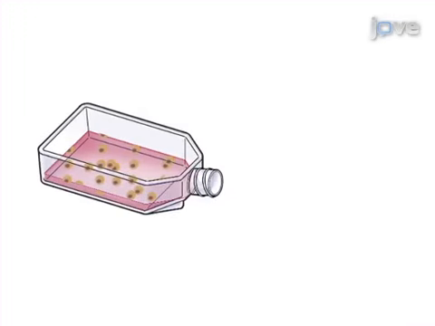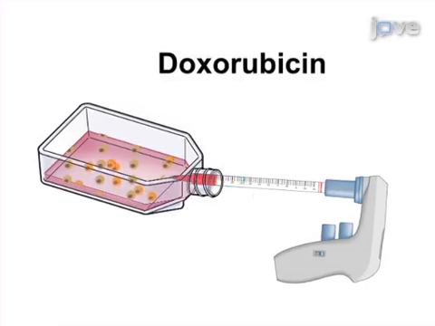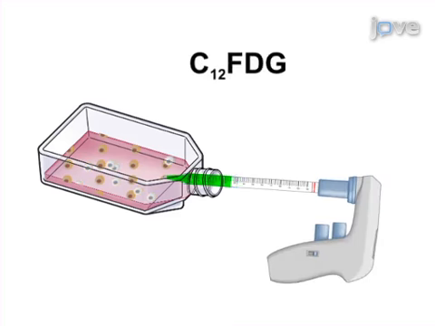First, to induce cellular senescence, the chemotherapeutical drug doxorubicin is added to cancer cells. Next, bafilomycin A1 is applied to neutralize the acidic pH of cellular lysosomes. Then, cell-permeant beta-galactosidase substrate C12FDG is added.